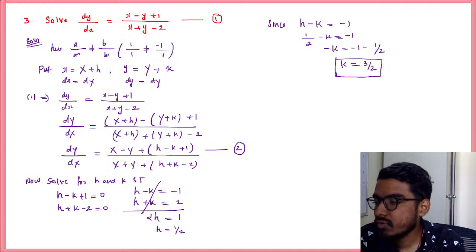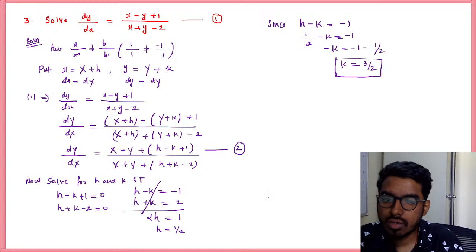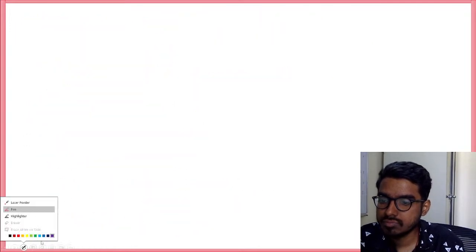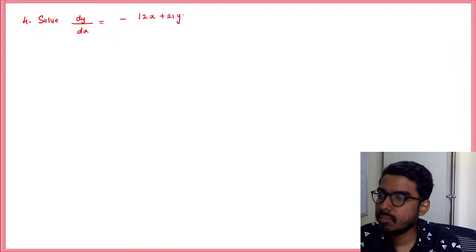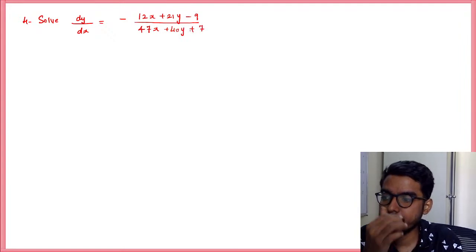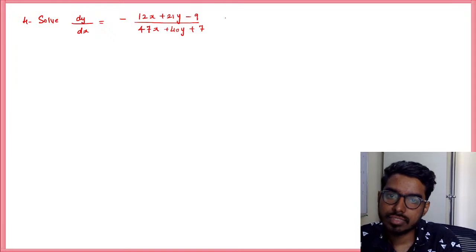Do one more problem and then I'll give you some exercise problems. Solve dy by dx is equal to minus of (12x plus 21y minus 9) divided by (47x plus 40y plus 7). Let's call this equation number 1.